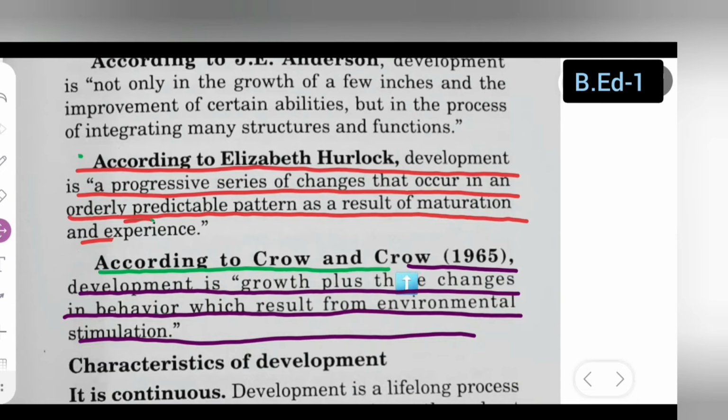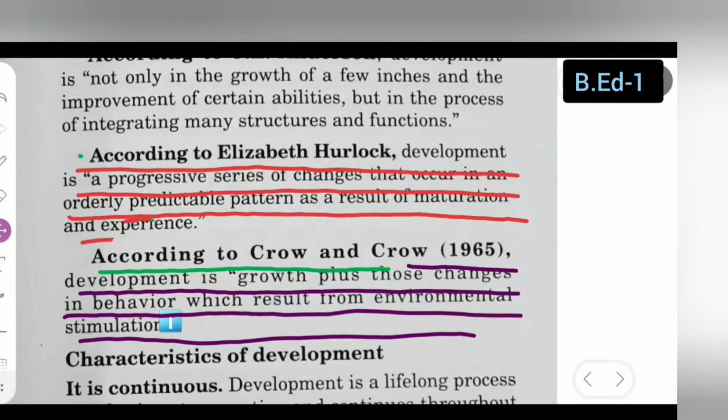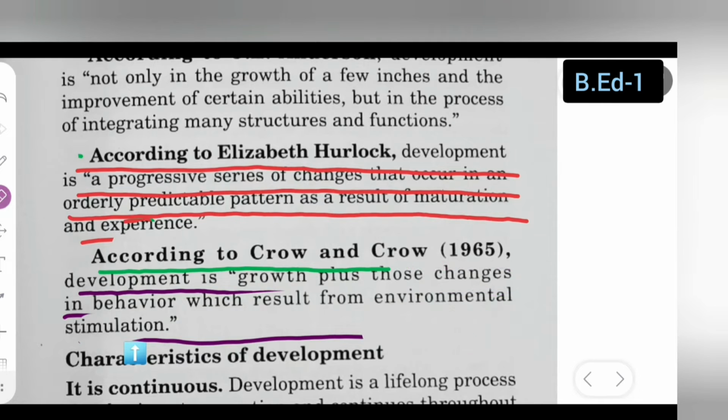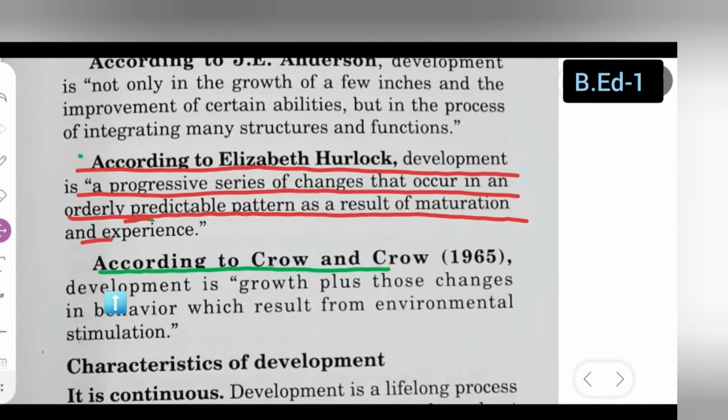According to Crow and Crow, the meaning of development is growth plus those changes in behavior which result from environmental stimulation. I can take down the definition, the meaning of development according to Crow and Crow. It is nothing but development is growth plus those changes in behavior which result from environmental stimulation. Next, let us see the characteristics.